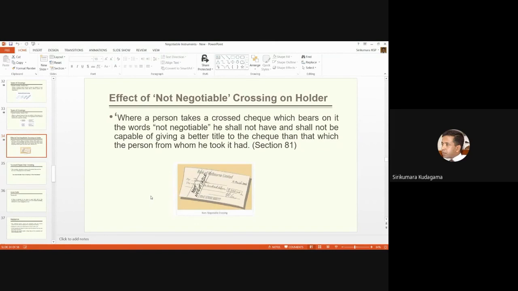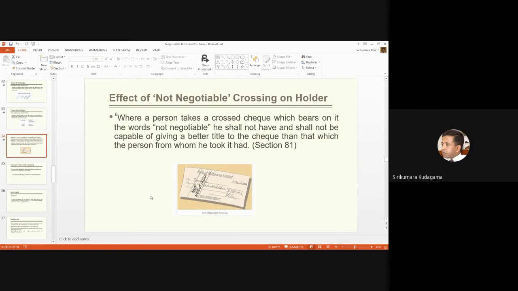What is the nature of the title to that bill? In the case of B, he cannot have any title better than the title of A because he got it from A with the words not negotiable. Now B has the check. B's title cannot be better than whatever the title A had in that check. Whatever the defects there were in the case of A have been passed on to B. We cannot have anything better than that in that check.